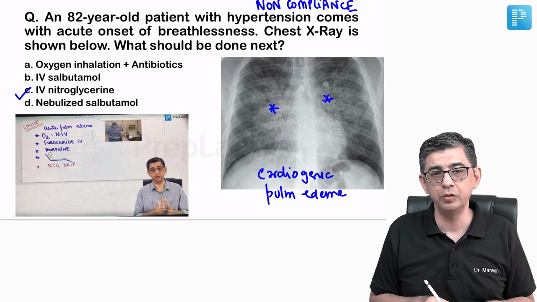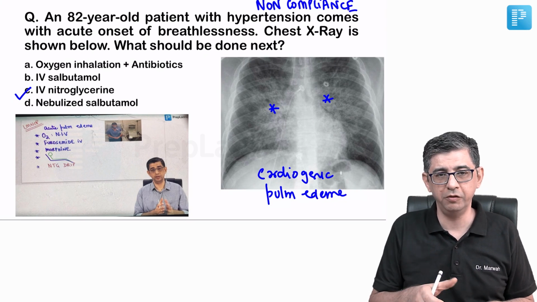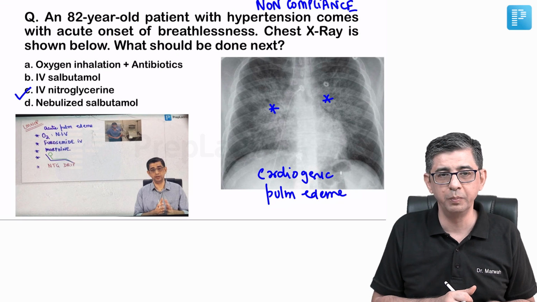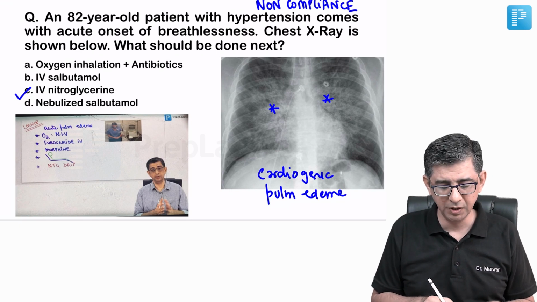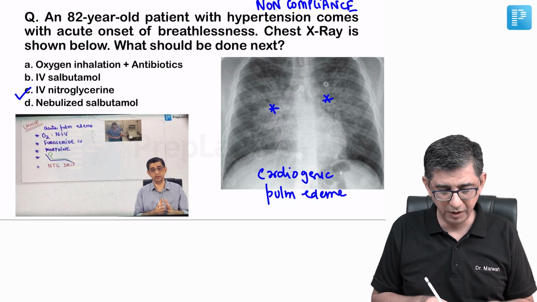The answer to this question would be option number C, and the remaining options can be ruled out because anyway we're not dealing with asthma in this case. So B and D were, I think, dummy choices, and for A, antibiotics are not required in this patient who's a known case of hypertension, so a fairly easy one.